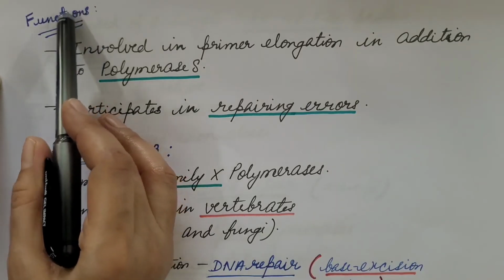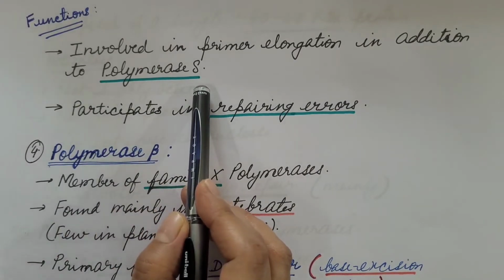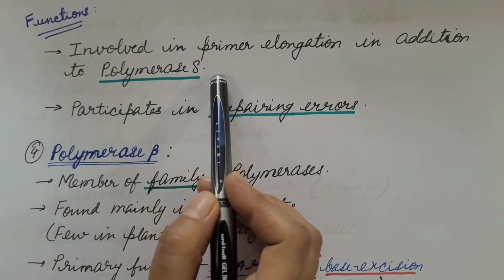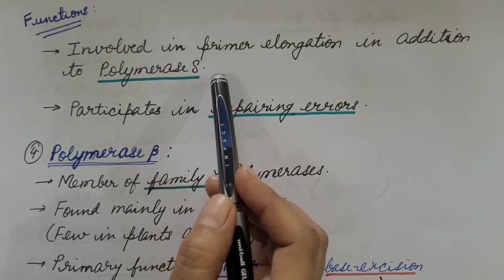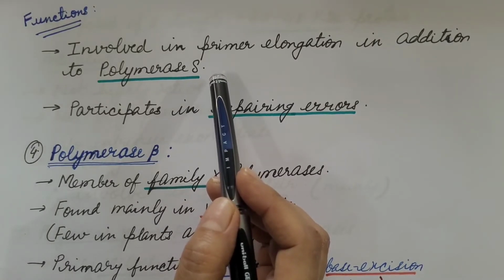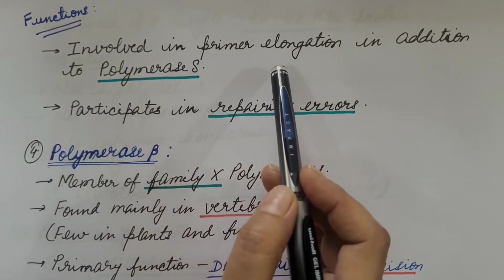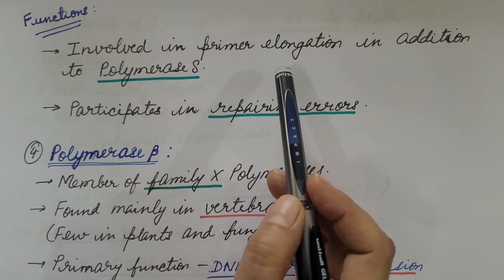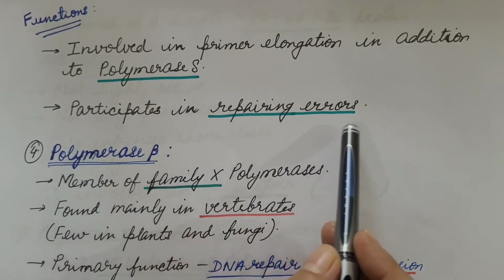It is involved in the following functions. Involved in primer elongation in addition to polymerase delta. So we have seen that it is a major polymerase enzyme like polymerase delta. Hence, after initiation of synthesis by polymerase alpha, polymerase delta and polymerase epsilon synthesize opposite strands of DNA. Or in other words, if one strand is synthesized by polymerase delta, then the other antiparallel strand is synthesized by polymerase epsilon. It participates in repairing errors.